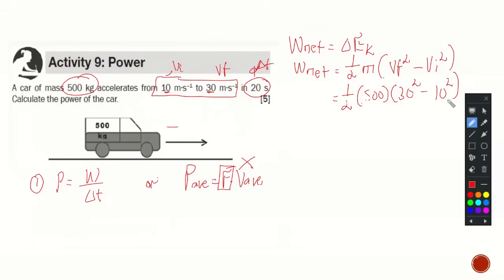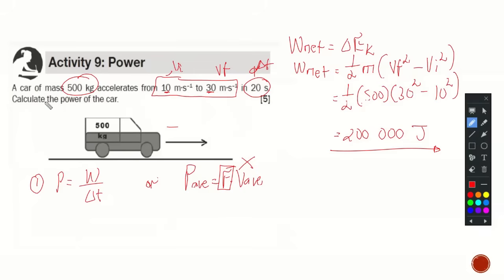So this is 1 over 2, and then we have mass 500, and then we have 30 squared minus 10 squared. When you punch all of that, it becomes 200,000 joules, meant to say. 200,000 joules. Okay, so that's basically how you would calculate the W net.